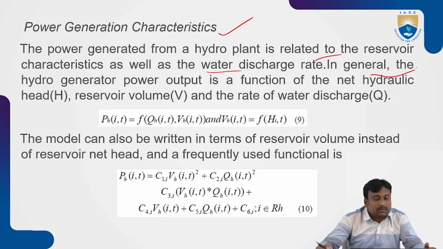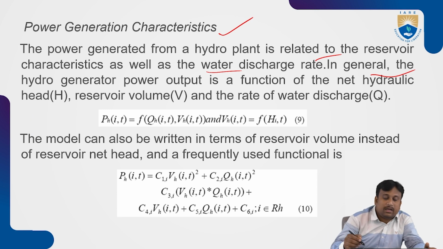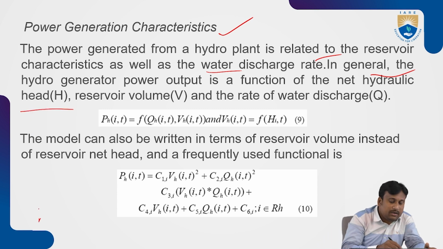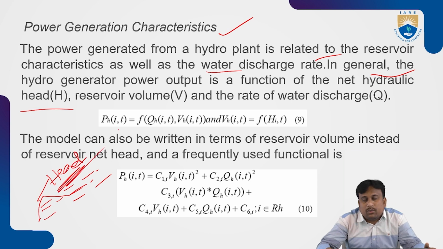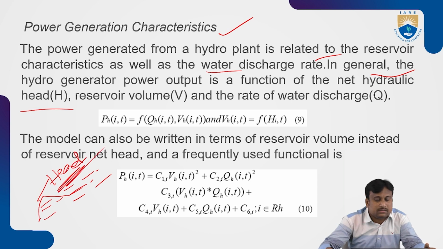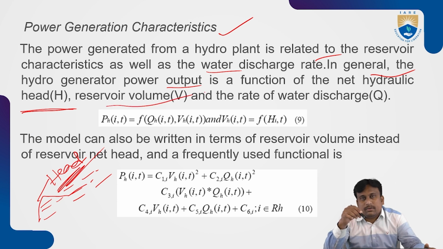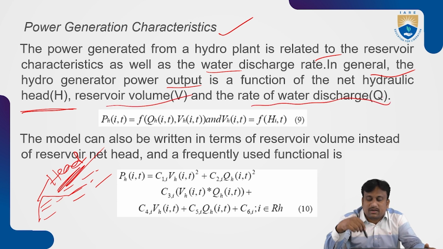So in general, the hydro generator power output is a function of the net hydraulic head. The availability of the head onto the power flow must be considered. So based on this head, we can decide the load demand requirement for the given system. Here the hydro generator power output is a function of the net hydraulic head and reservoir volume, and it may also depend on the rate of water discharge coefficient, that is Q.